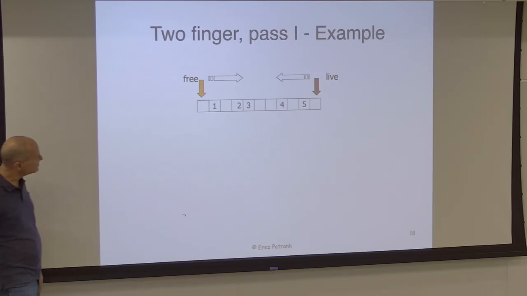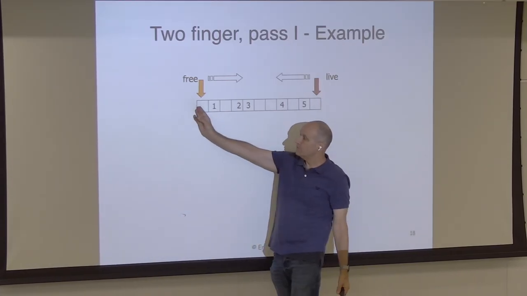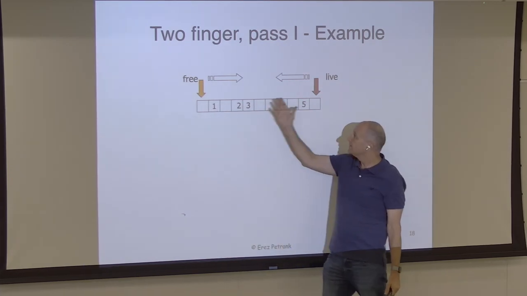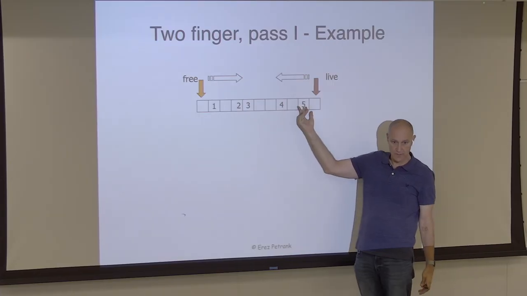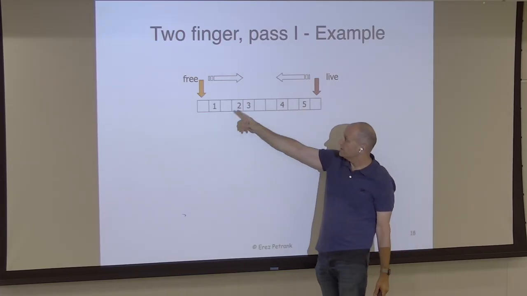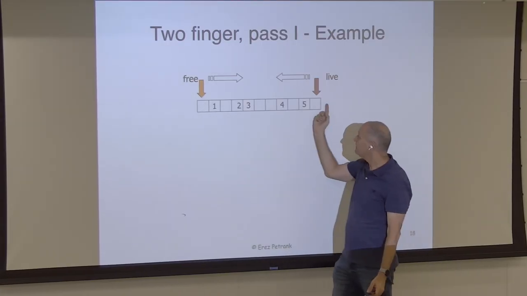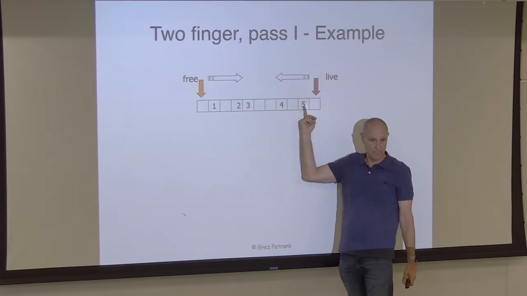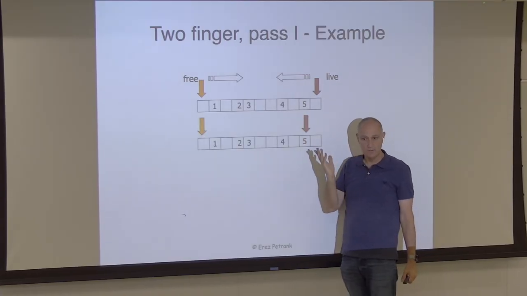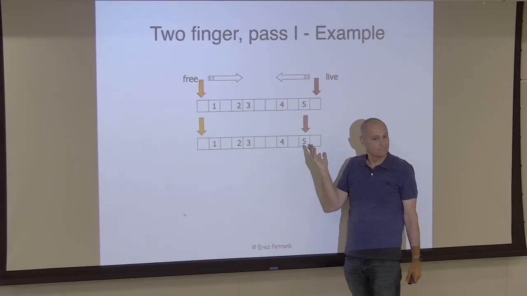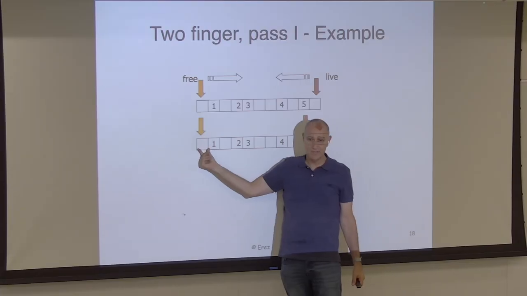Okay, so here it is. I have these 2 fingers. One looks for free space from the beginning. The other looks for live space from the end. If I look at these 2, the free space is already found. The live space, this finger has to come here in order to find it. Here it is. What do I do now? Switch, right. I take the live thing and I put it in the empty space.